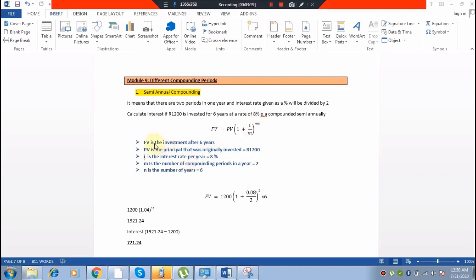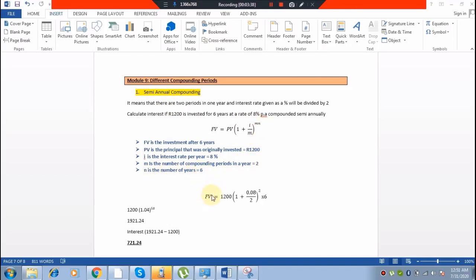FV stands for the investment value after 6 years. Present value is the principal that is originally invested, that is 1,200. Interest is 8%. There we go. And M is the number of compounding periods in a year, 2. And N is the number of years, 6.